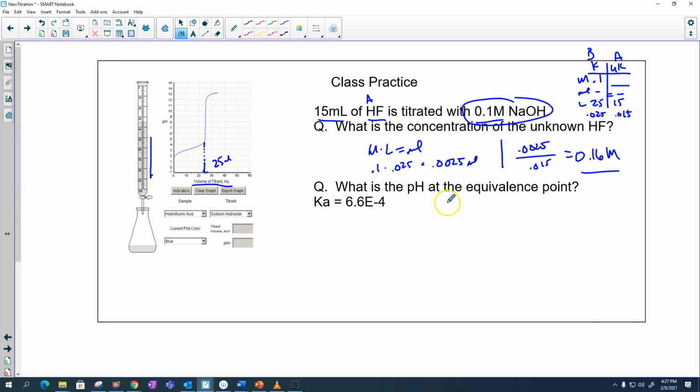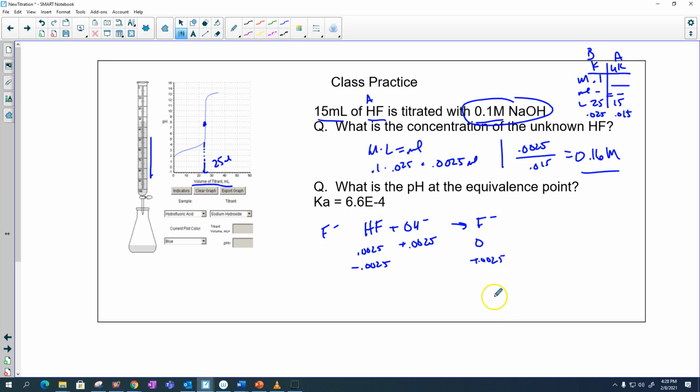What is the pH at the equivalency point? Okay, so this is starting to get a little bit farther off here. You should try this problem to see if you can do it. So at my equivalency point, I only have F negative. Okay, so this is my chemical reaction. I have HF plus OH negative yields F negative. And I'm just going to use moles here. I started out with 0.0025 of this and 0 of this. I added 0.0025 of that, minus 0.0025, plus 0.0025.